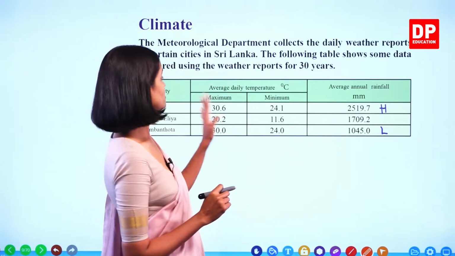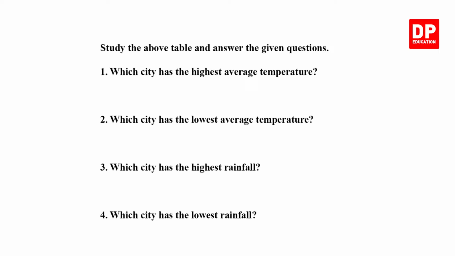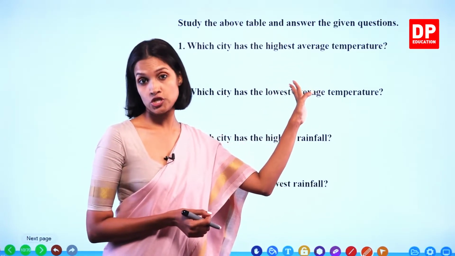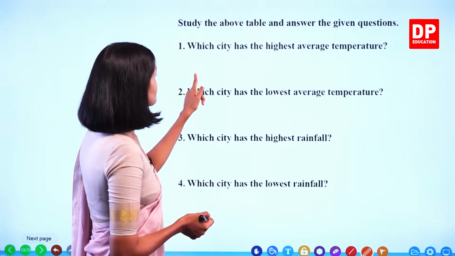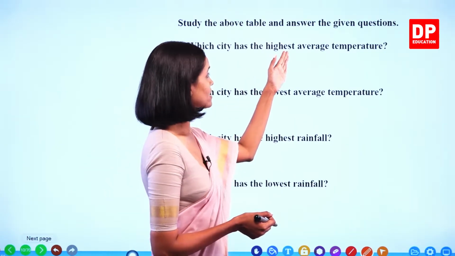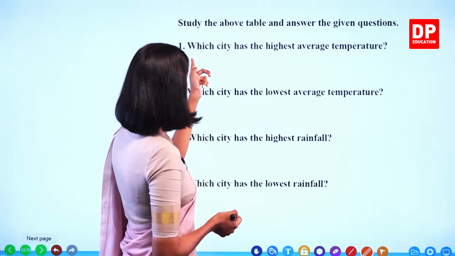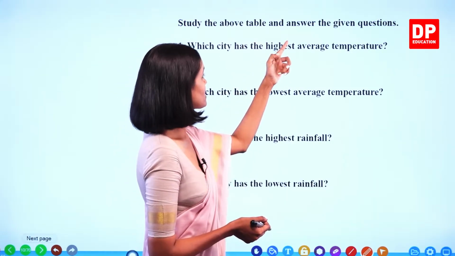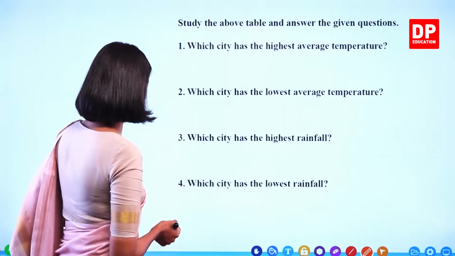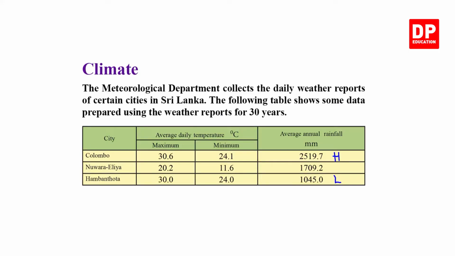Okay, children, right. We will see these questions given. Study the above table and answer the given questions, right? Which city has the highest average temperature? Right. Look at this one.